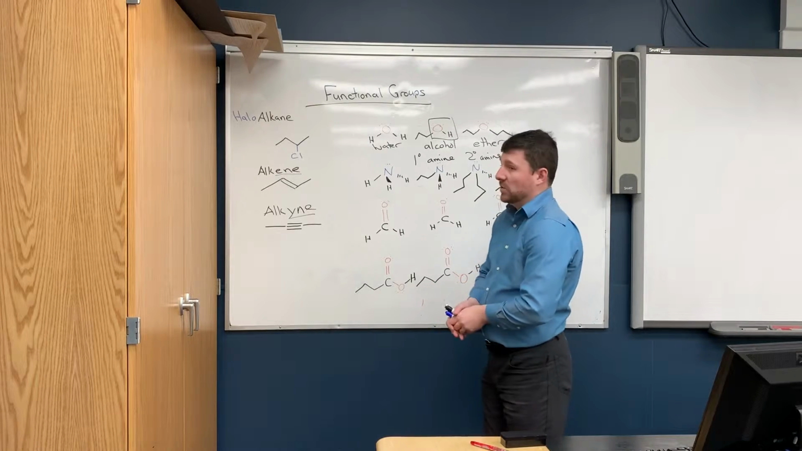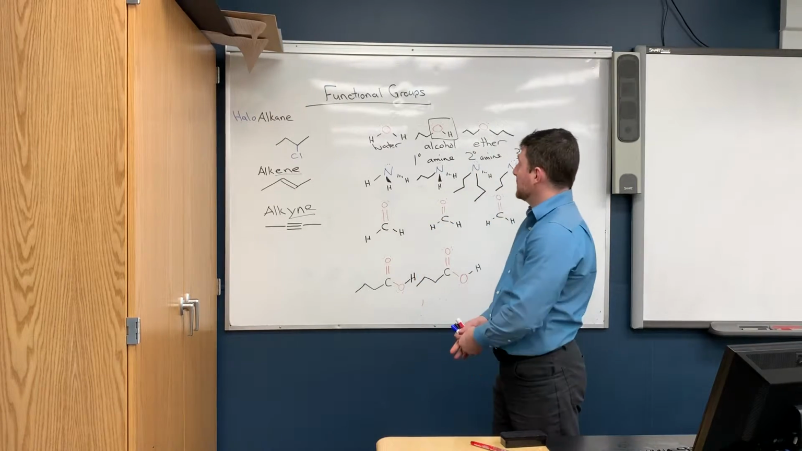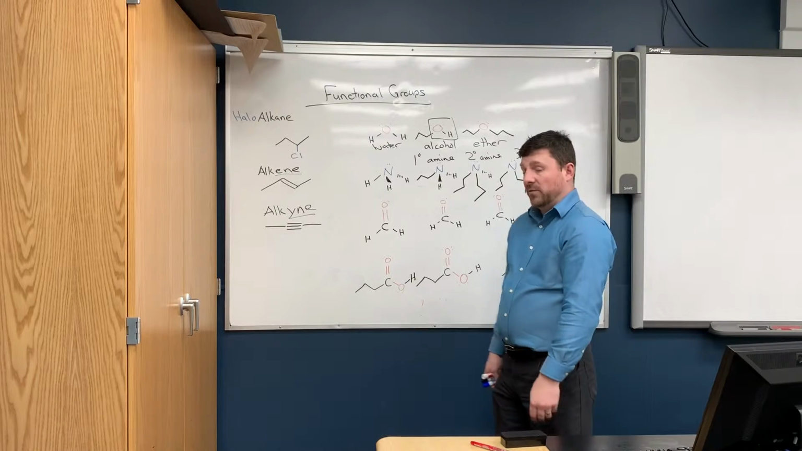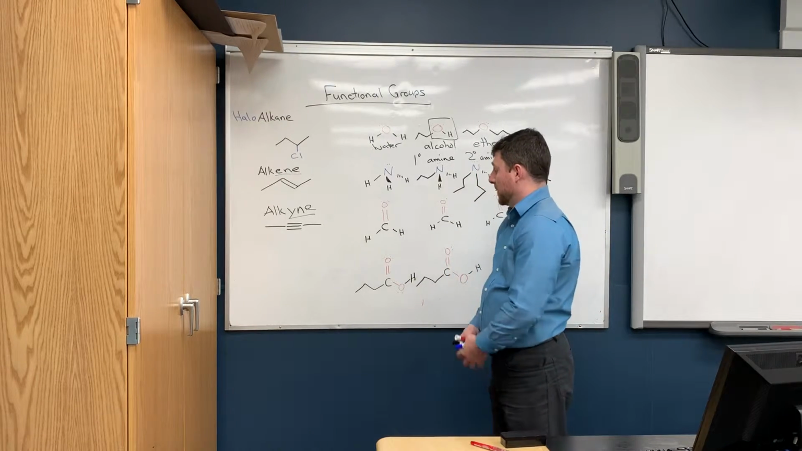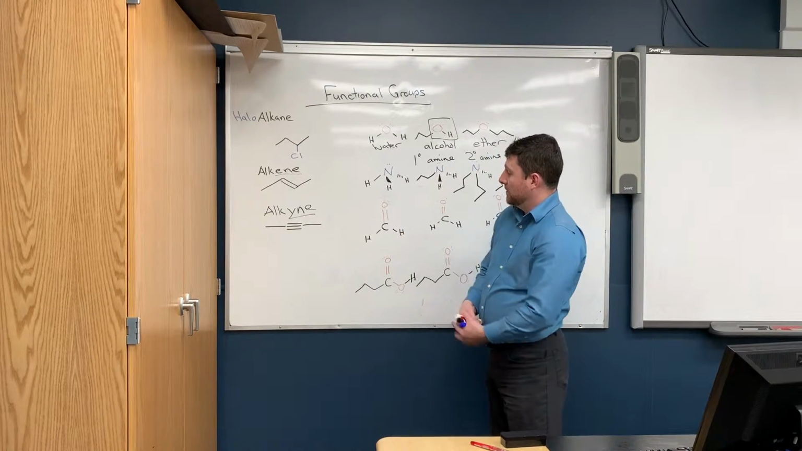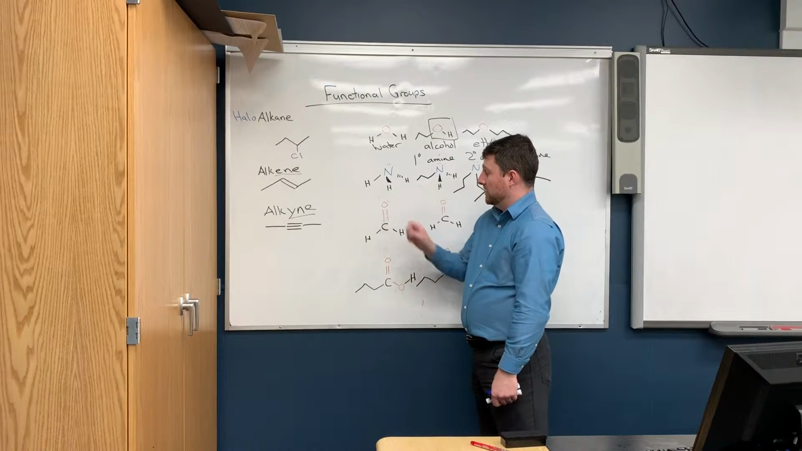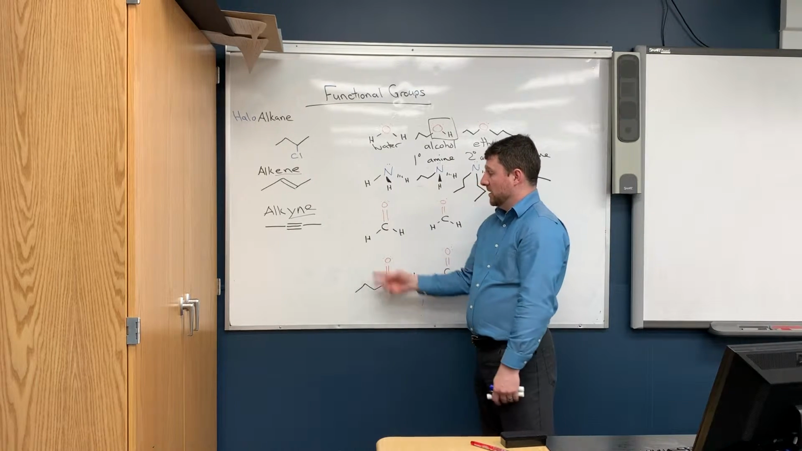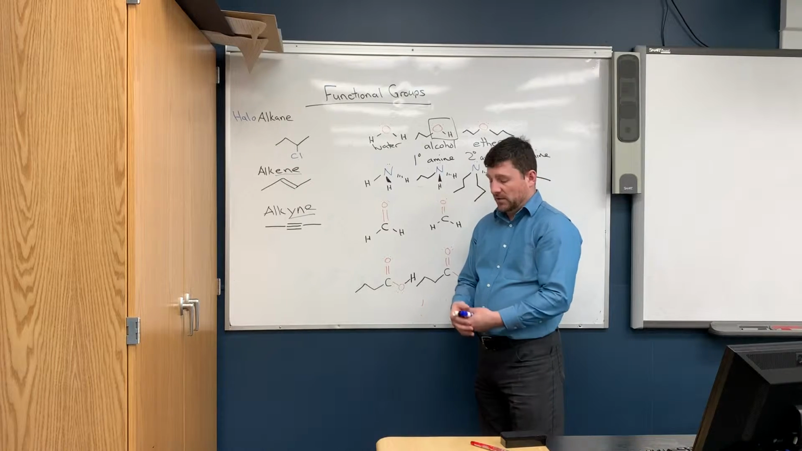Now, as we know, oxygen is able to form two bonds. So what if we make both bonds to a carbon? Well, the simplest form of this would be carbon double bonded to oxygen and two hydrogens on either side.